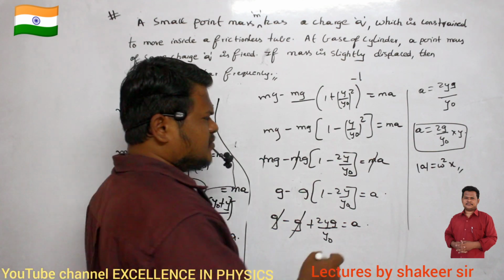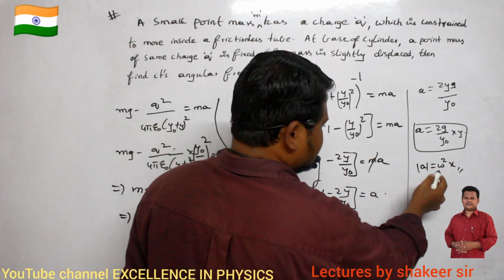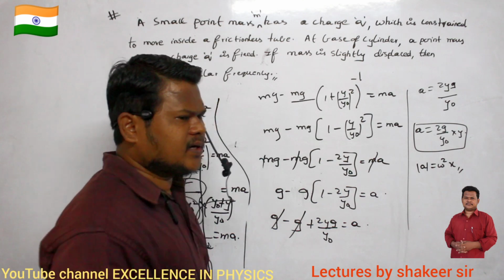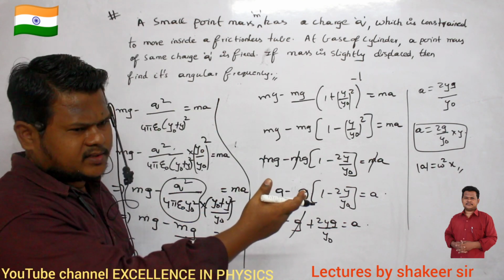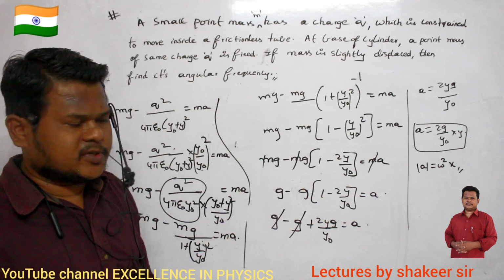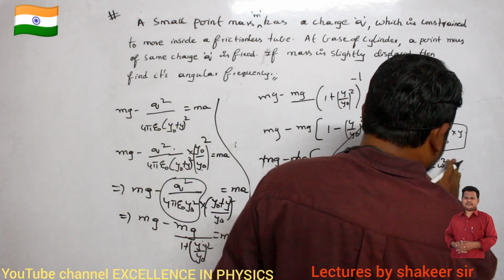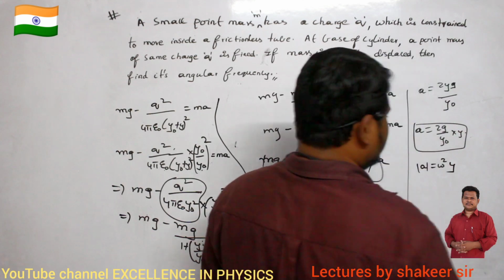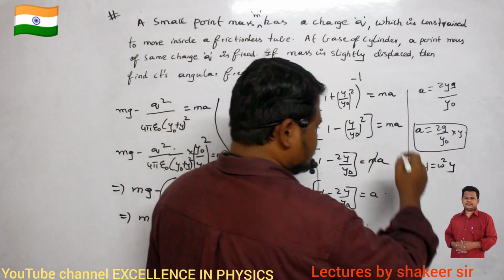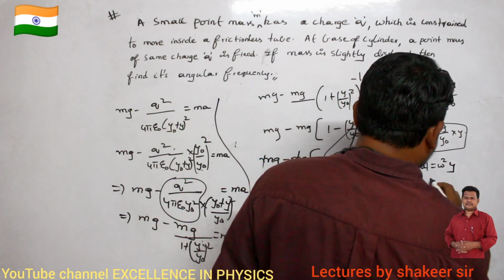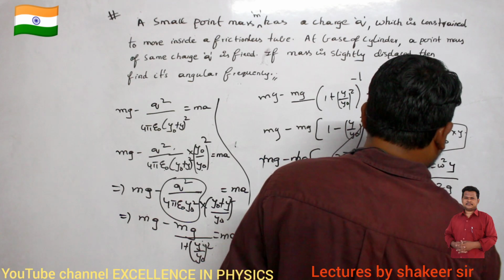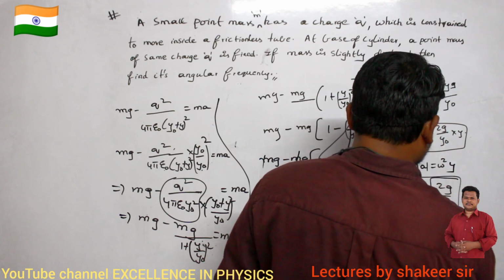Clear? So therefore, can't you compare these two equations and calculate the omega value? So what is x here? X is nothing but the displacement of the body. Displacement is along the y-axis, no? So instead of x, what can I write here? Instead of x, I can write y. So comparing these two equations, I will get omega is equal to the square root of 2g divided by y naught. So this is my answer. Clear?